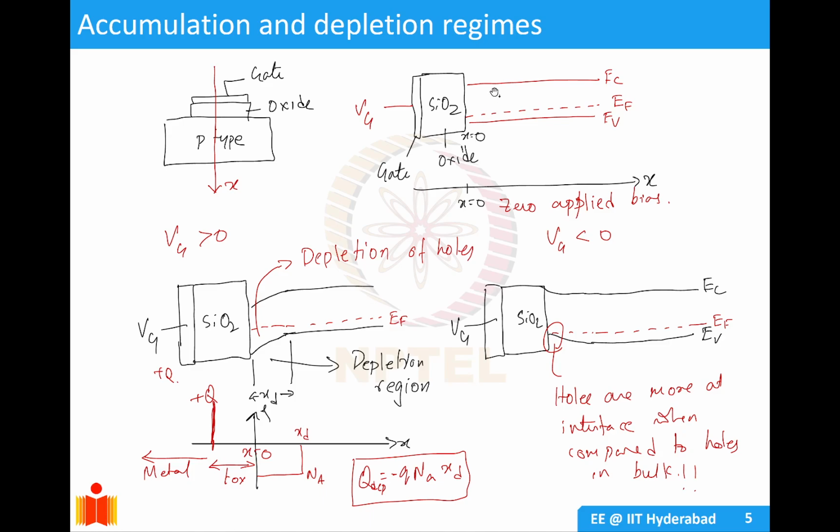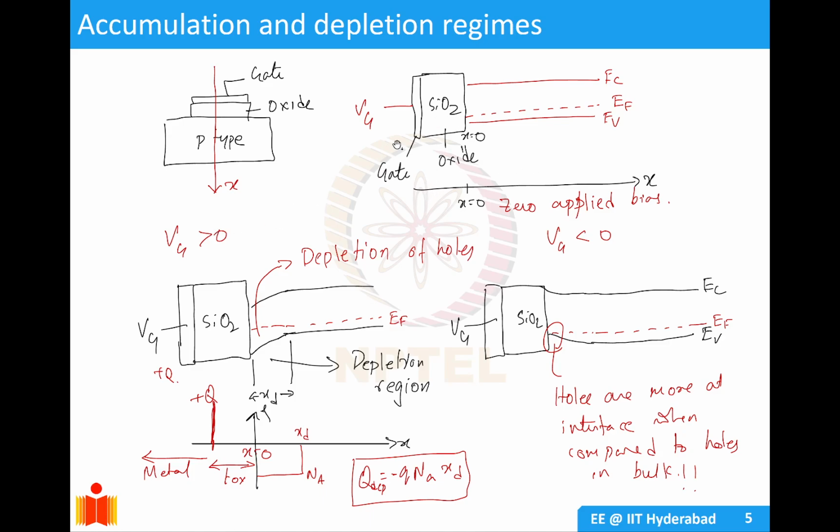So you see here you have a p-type semiconductor surface. At zero applied bias, this is the flat band condition. This is called flat band condition, where you have no band bending anywhere. So under zero applied bias, it looks like this.